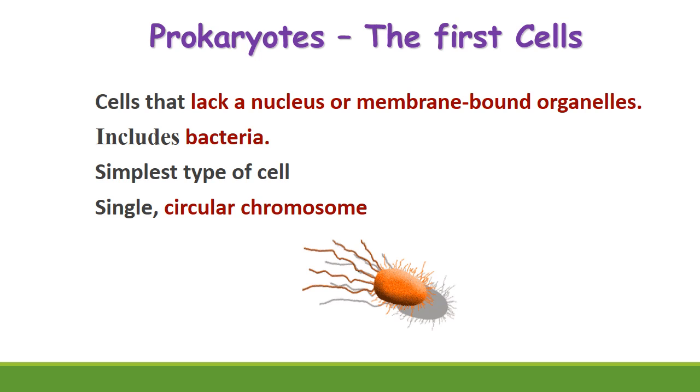On the basis of the presence or absence of the nucleus, cells are categorized into two types. The first one is prokaryote, the second one is eukaryote. Prokaryotes are the primitive cells. They don't have a nucleus or membrane-bound cell organelles. Most bacteria and mycoplasma are good examples of prokaryotic cells with a single circular chromosome.